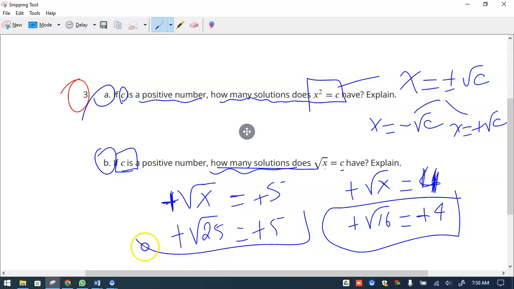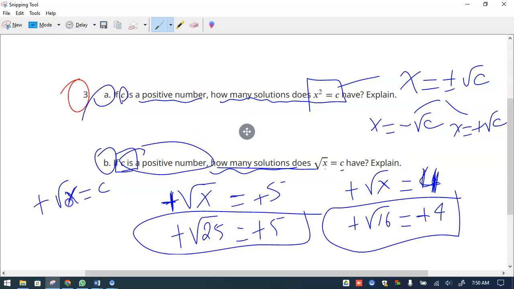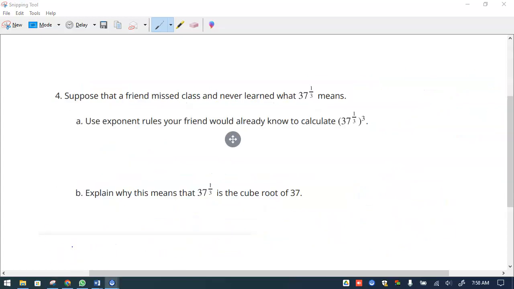So different examples. That means plus square root of x equals c, and c is positive. Then there is only one solution here, that is plus square root of x. So there will be only one solution because it's already plus here.